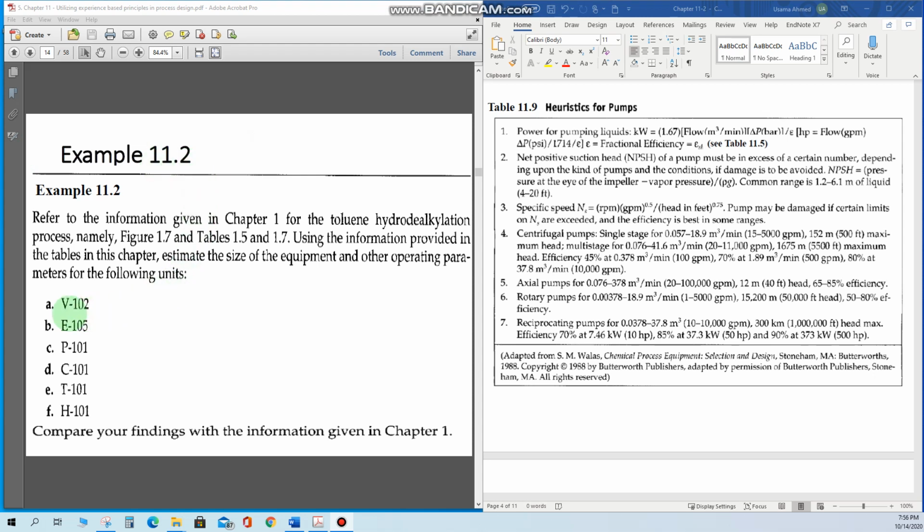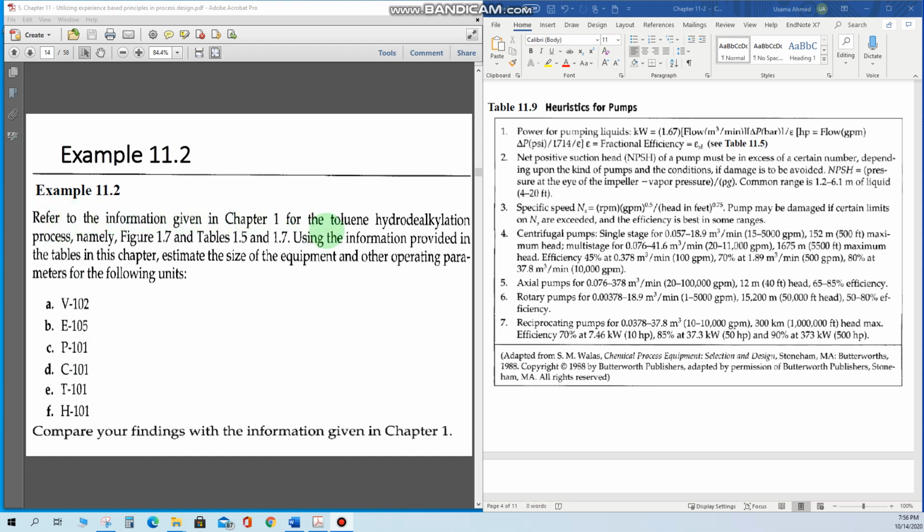Already in the previous lecture we talked about the vessel and the exchanger, and today we have to study about the pump. So let us review the question and see what we have to study in terms of pump. Refer to the information given in chapter 1.